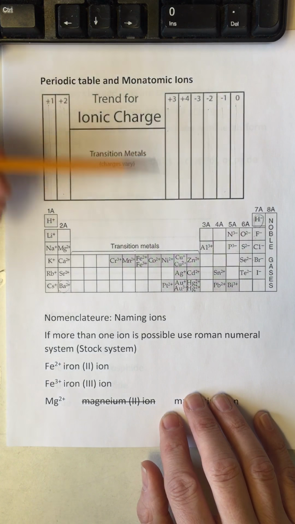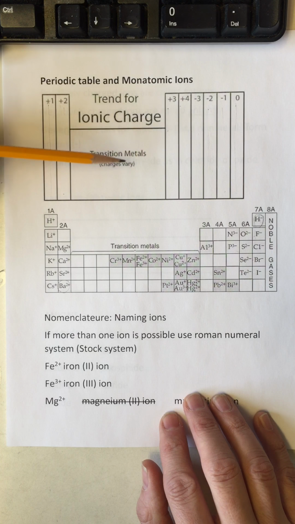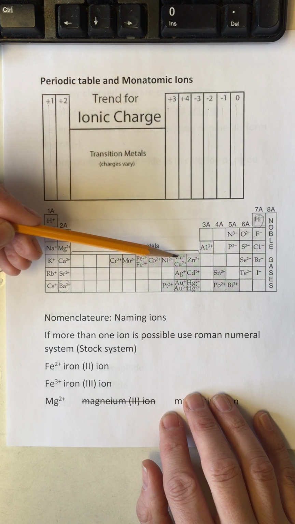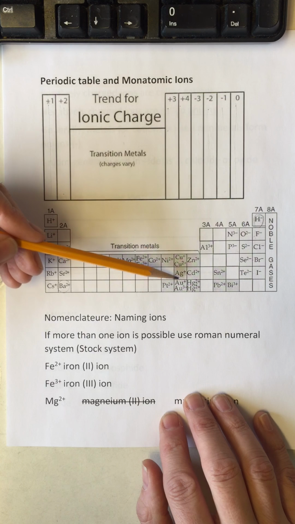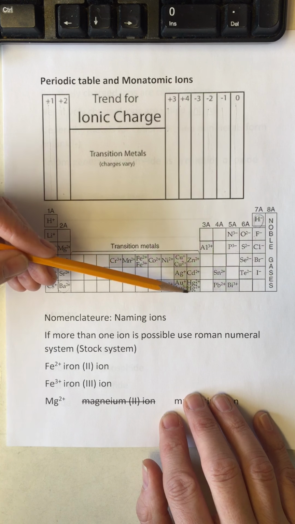Okay. Notice that in the middle here, the transition metals, the charges vary. So for example, Fe plus 2, Fe plus 3. Copper plus 1, copper plus 2. Gold plus 1, gold plus 3. Mercury plus 1, mercury plus 2. So there's variations here. So we'll take a look at how that plays out in terms of our analysis.